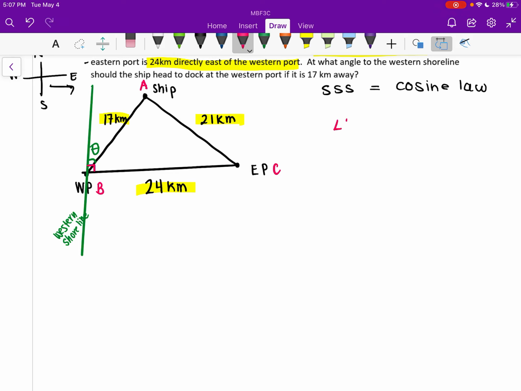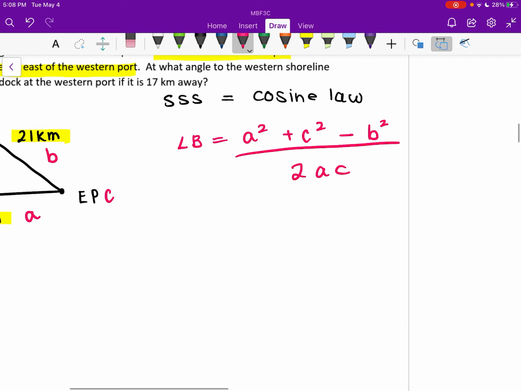So I know that angle B, which is the angle at the western point right here, so we're looking for this angle right here. So angle B is going to be equal to side, and I'm just going to go in and label my sides as well. Side A squared plus side C squared minus side B squared, and this is just straight from your notes. I just have them memorized, but you don't have to. Is equal to, and this is going to be cos B over 2AC.